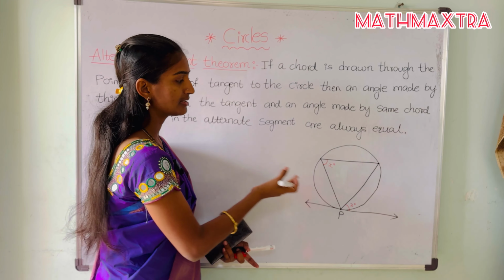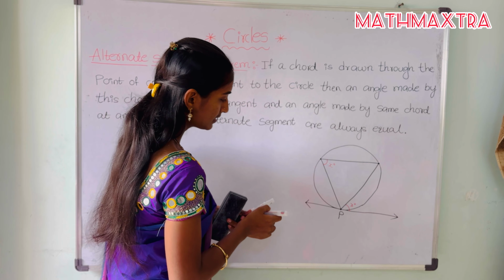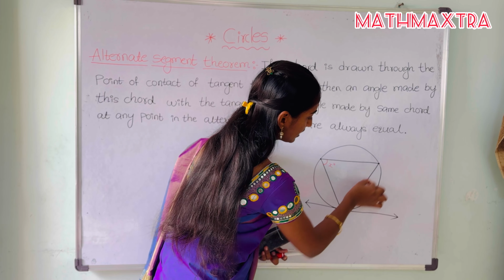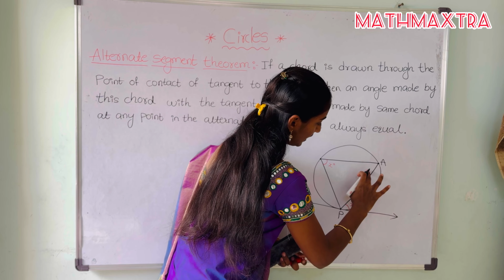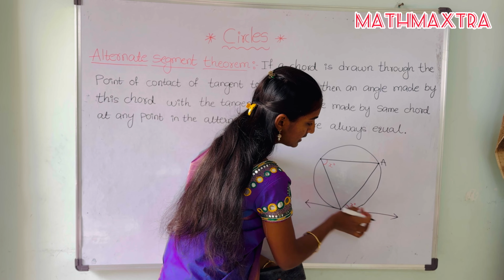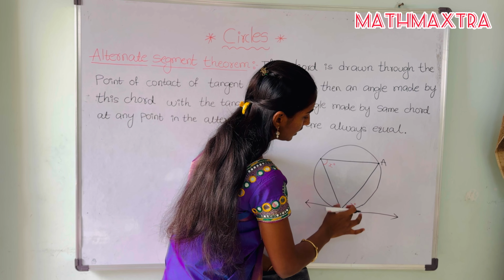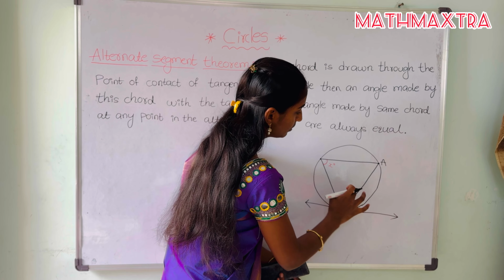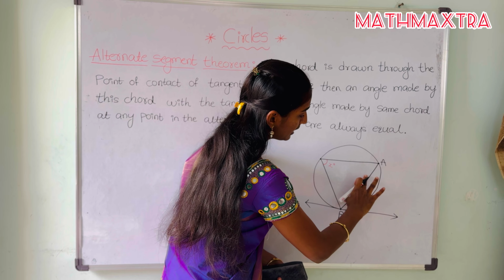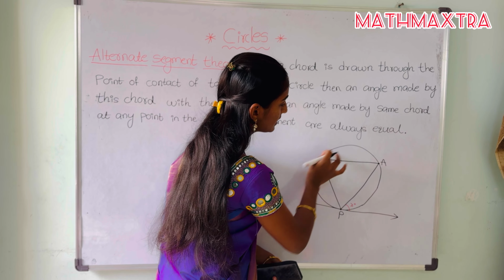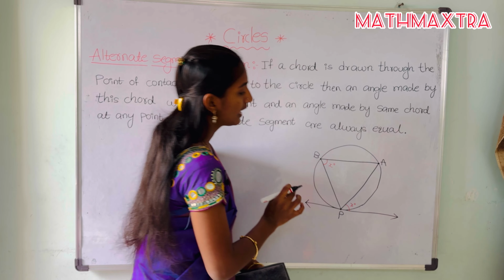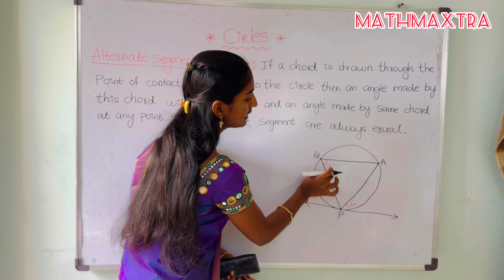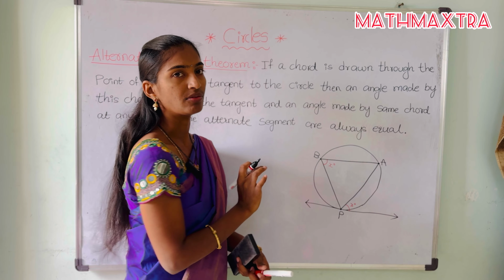So this tells us that, see, if this is the chord PA, this PA chord makes an angle x degrees with this tangent. This is equal to the angle made by the same chord in another segment of the circle. If this is B and this is an angle, these both angles are equal.